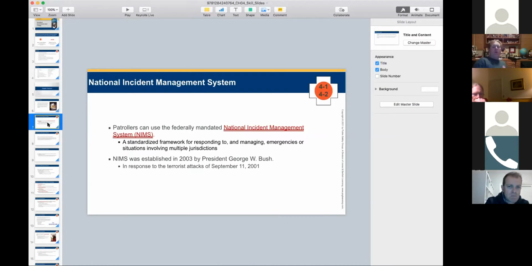So patrollers use the federally mandated National Incident Management System. It's called NIMS. It's a standardized framework to respond to and manage emergencies and situations involving multiple jurisdictions. So up on the hill, what are the multiple jurisdictions that we fall into? Does anybody have an idea?